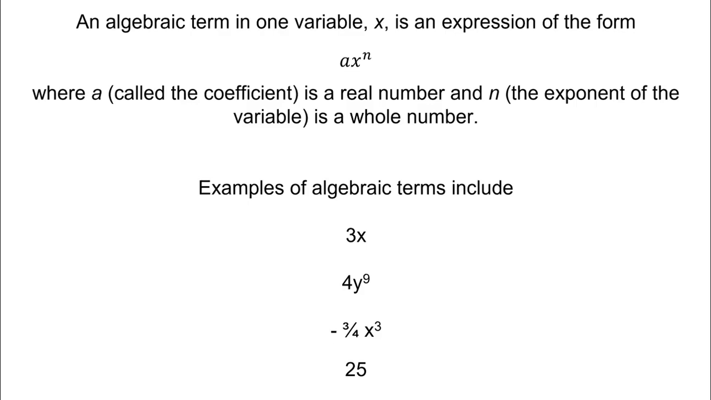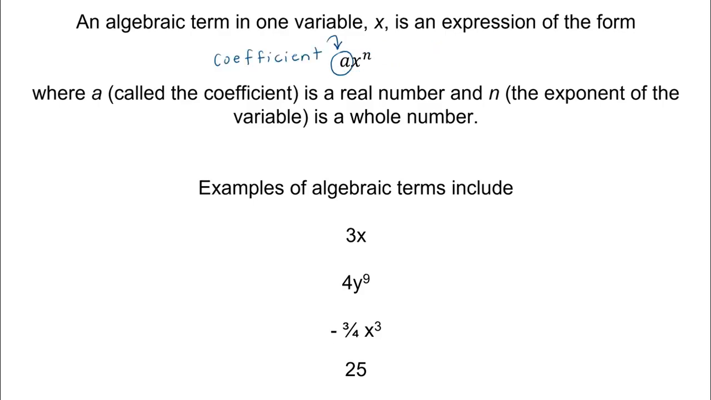So an algebraic term in one variable, and we're going to let that variable be x for the purposes of this discussion, is an expression of the form a times x raised to the n power. So an algebraic term is something that looks like this in general. Now the a of the algebraic term is called the coefficient. The coefficient is just the number in front of the variable, and that coefficient always has to be a real number.